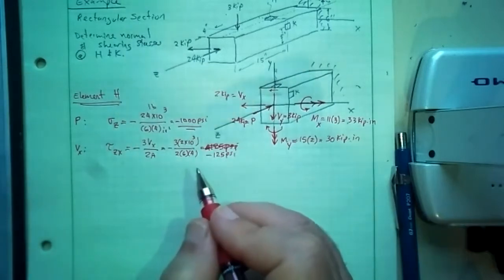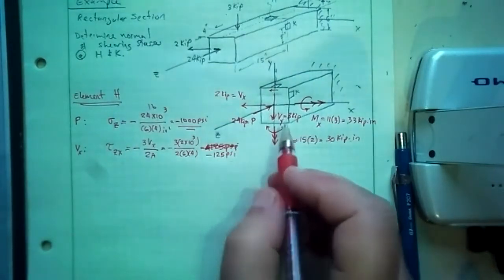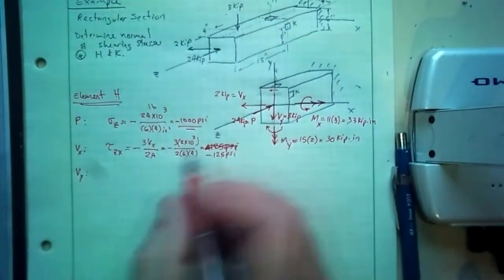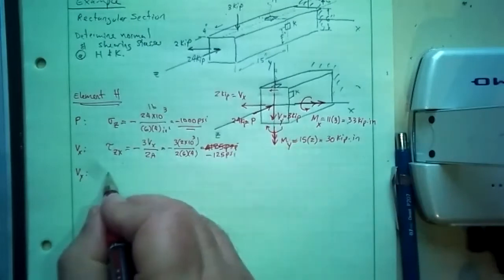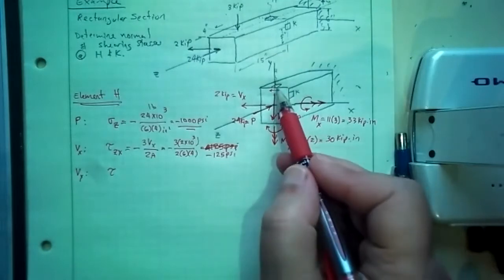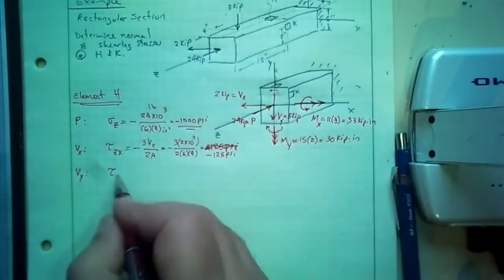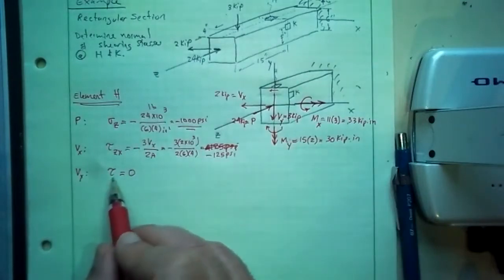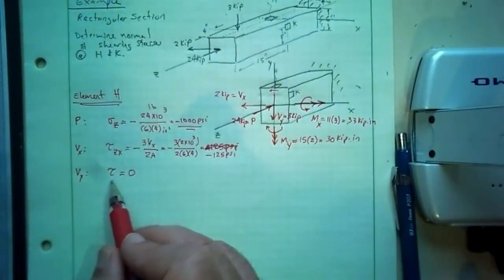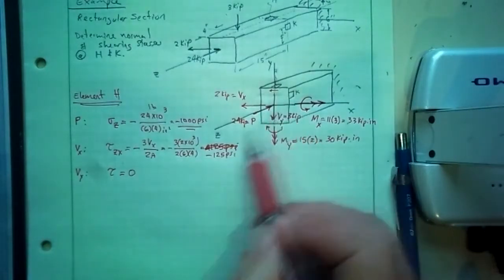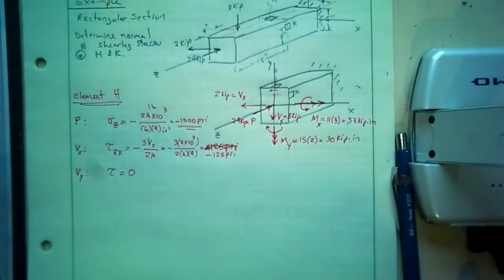Okay. Next, we'll look at Vy. Vy also produces shear stress. And that shear stress would be 0 because Q will be 0. It's the top section. So this one is 0. Is that okay? This does not produce any shear stress. This shear stress would have been tau Zy. We don't have any.